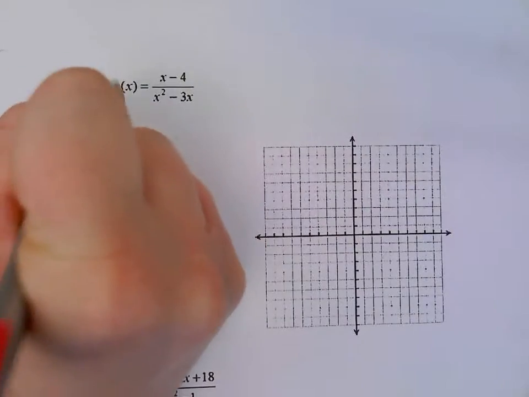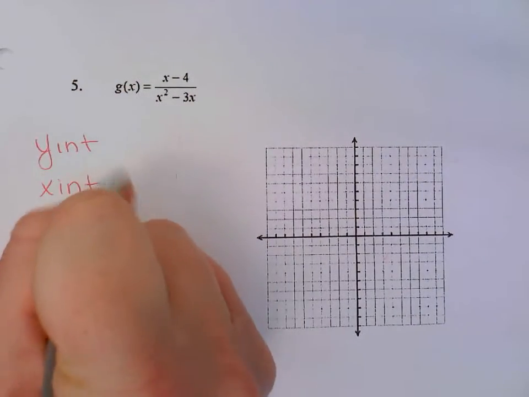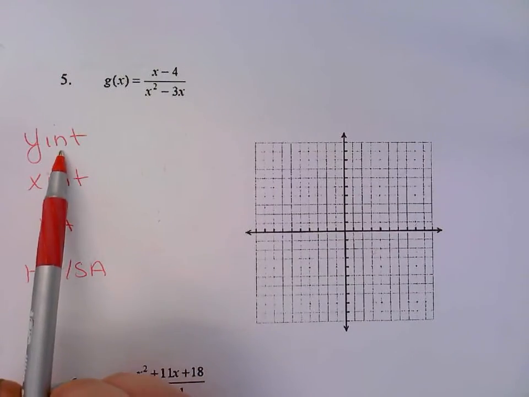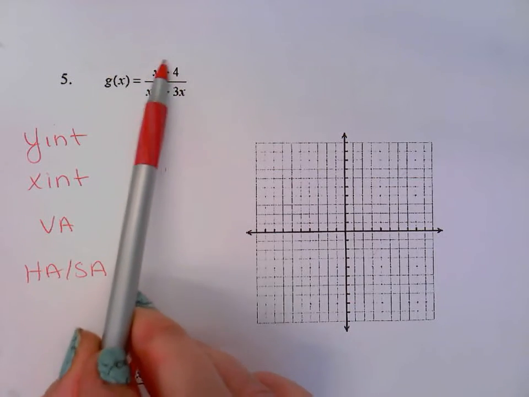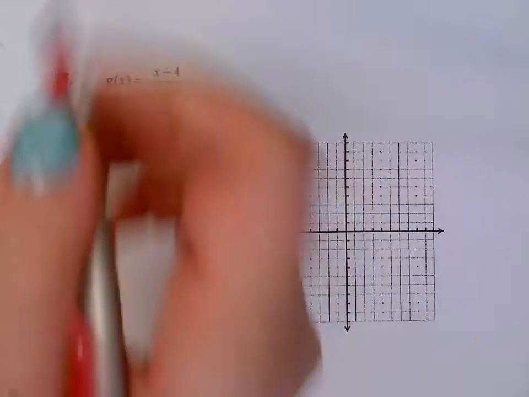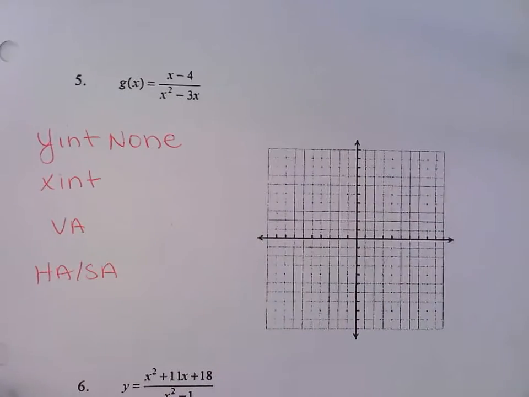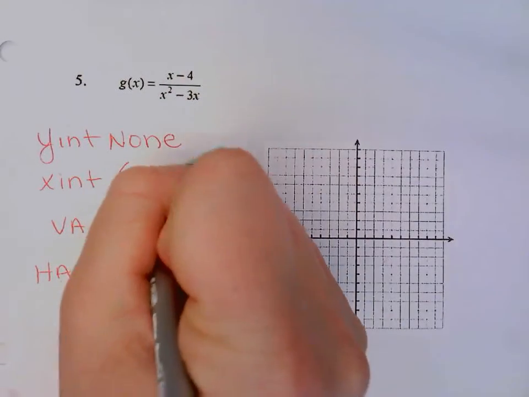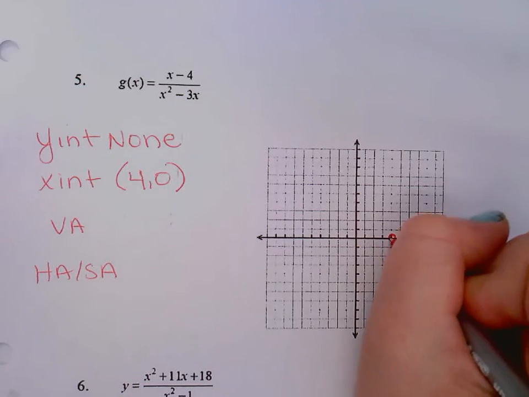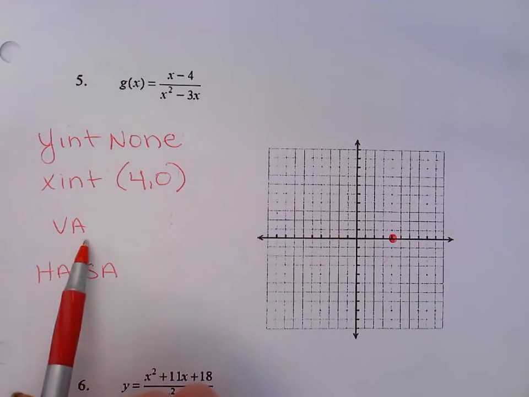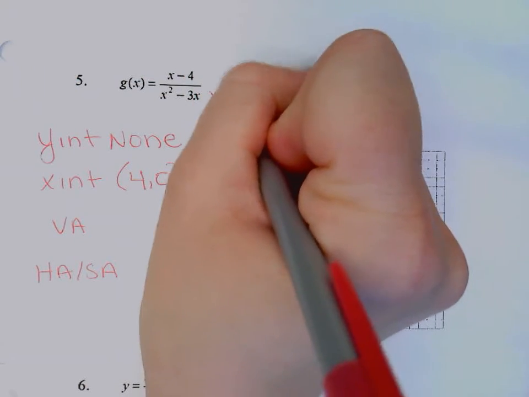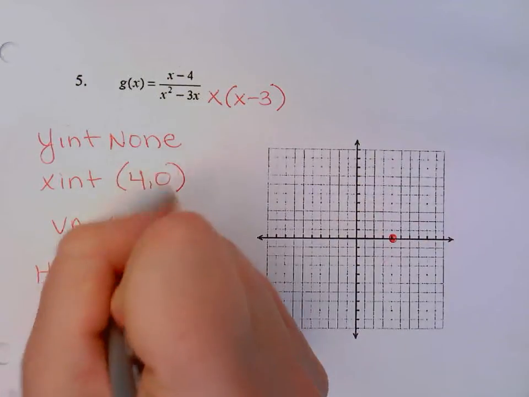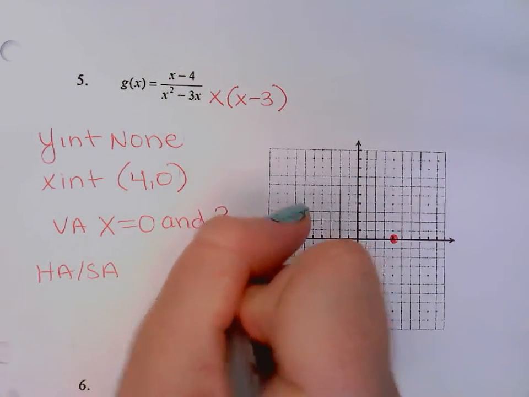So let's go through those same steps: y-intercept, x-intercept, vertical, and then horizontal or slant. So for my y-intercept, I'm going to plug in 0. I get -4 divided by 0, which is undefined, so it has no y-intercept. For my x-intercept, I'm looking at the numerator. That will equal 0 when x is +4. My vertical asymptote, x times x minus 3. That's how I factor the denominator. So my two vertical asymptotes are at x equals 0 and at x equals 3.